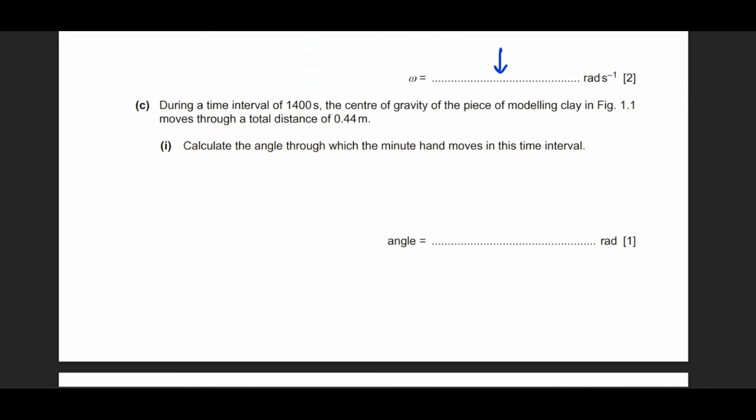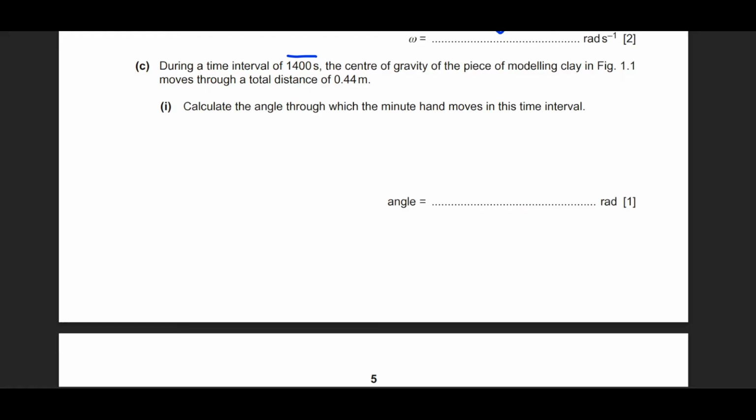Then we have during a time interval of 1400 seconds, the center of gravity of the mass modeling clay figure 1.1 moves through a distance of 0.144. He says calculate the angle through which the minute hand moves in this time interval. So we still have the formula as omega equals 2 pi divided by t, but since this is the full circle, full angle, the actual formula is theta divided by time taken, or the angle divided by time taken.